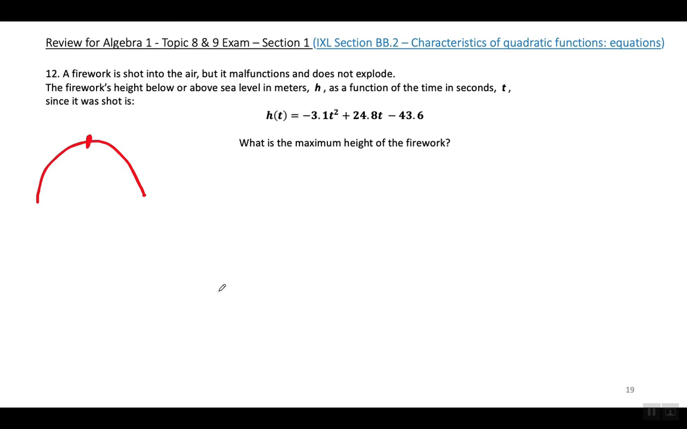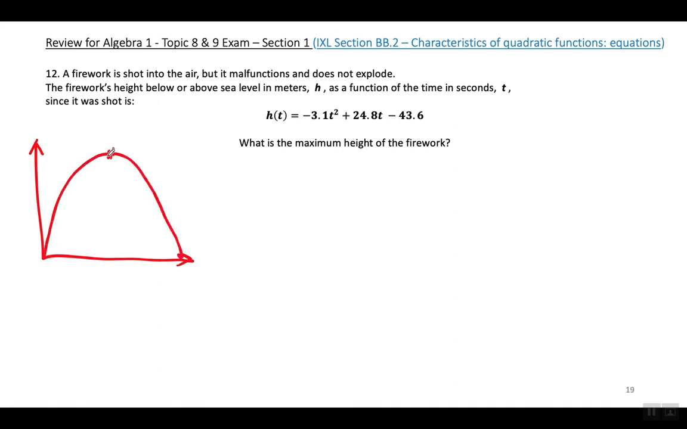We already had questions like that. How do you figure that out? How do you figure out what is the maximum height? Hold on, let me draw that better. If I were to do a sketch of this, this is the firework. What do you think is going to be on this axis? The domain is the values that you're inputting for t, which is the time in seconds. By the way, this is t. The answer that you get, the h of t, is the height of the firework.